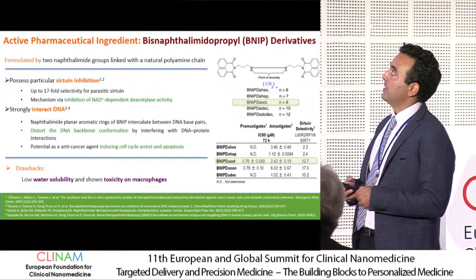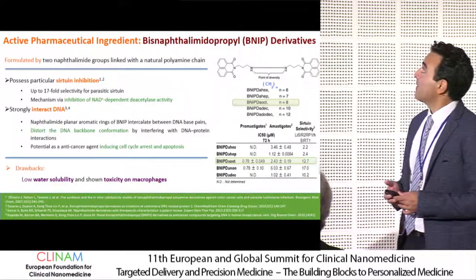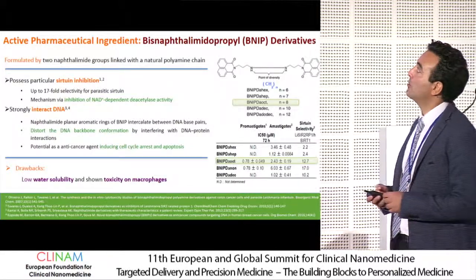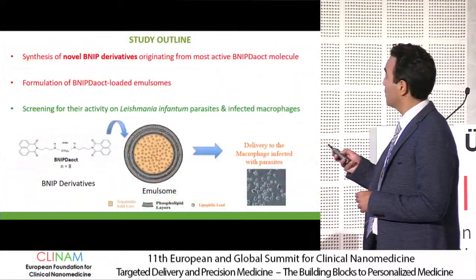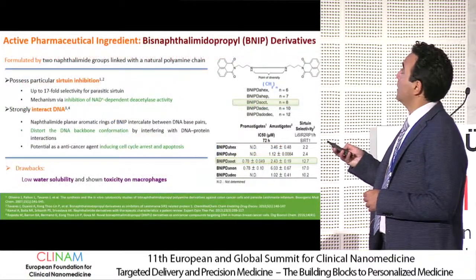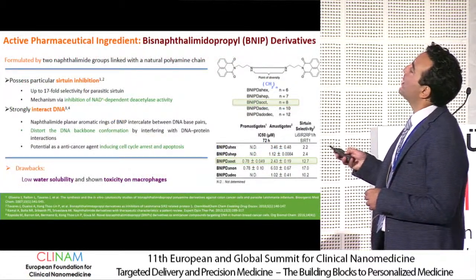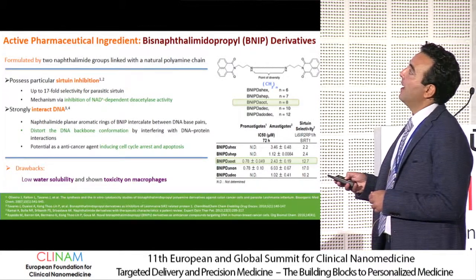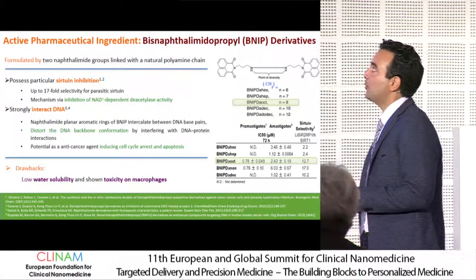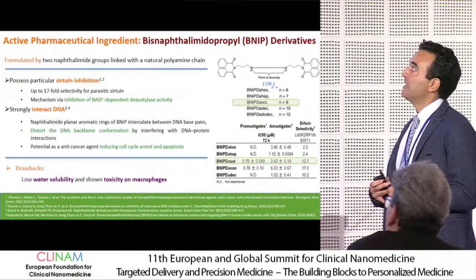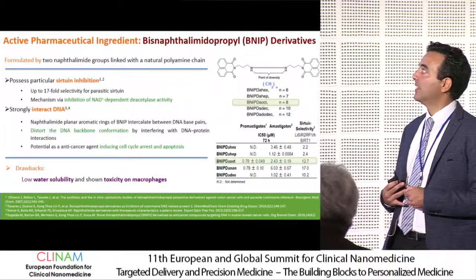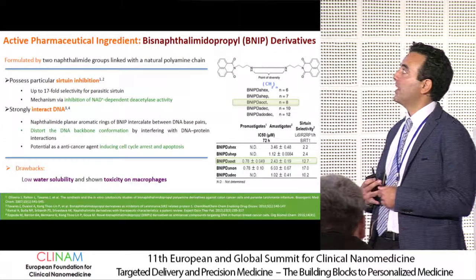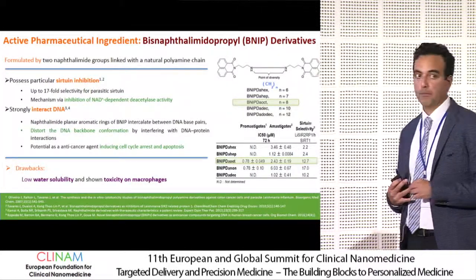And our active pharmaceutical ingredient is, as I have just mentioned, BNIP derivatives. BNIPs are formed by two naphthalimido groups linked with a natural polyamine chain, which actually determines the point of diversity. And BNIPs possess particular sirtuin inhibition, up to 17-fold selectivity for parasitic sirtuin. Their mechanism of action occurs through inhibition of NAD+ dependent deacetylase activity.